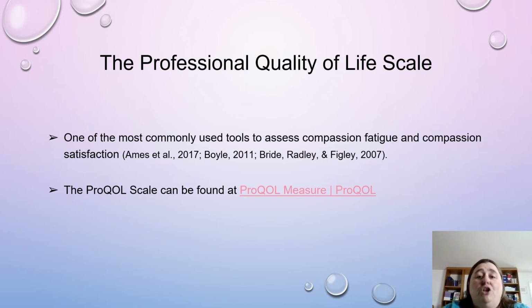One of the most commonly used tools to assess compassion fatigue and compassion satisfaction is the Professional Quality of Life Scale. You can find this scale at the website below that's linked in the slide. Please take a moment to review or complete the ProQOL before moving on to the next slide. Once you've completed the assessment, take a moment to reflect on your score. What did you discover about yourself that you didn't already know? Please feel free to pause the presentation while you're doing the ProQOL.